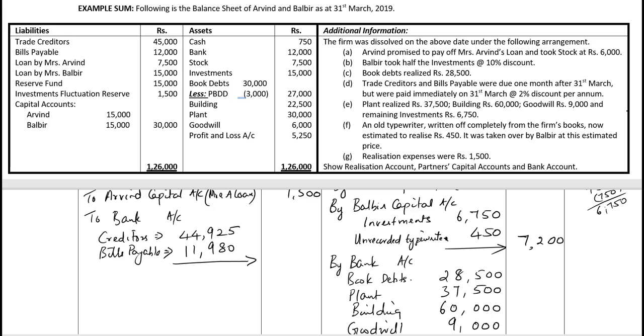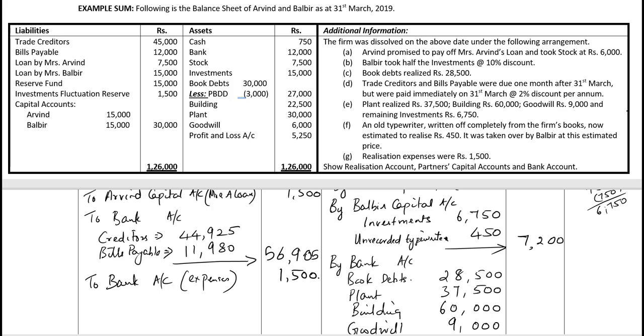₹11,980. Total amount paid: 56,905. Next, point G, the realization expenses were 1,500 rupees to bank account for the expenses. 1,500 rupees.